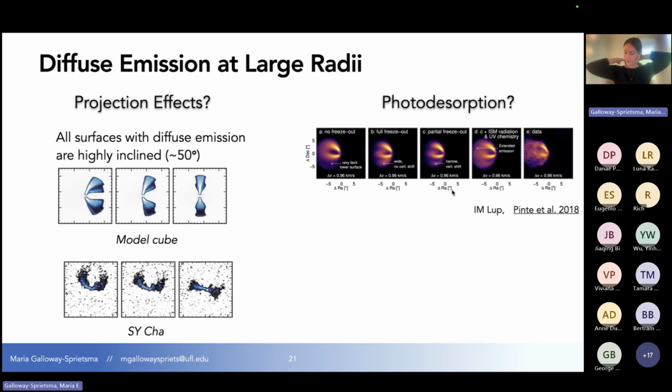So Christian Hint's 2018 paper on IM Lup explored several different physical mechanisms to try and understand why the IM Lup data looks like this. So it's very diffuse out here, kind of like we're seeing in these disks, and CO is not frozen out at the midplane. And they found that the thing that best explained these observations was a model that included ISM radiation and UV chemistry.